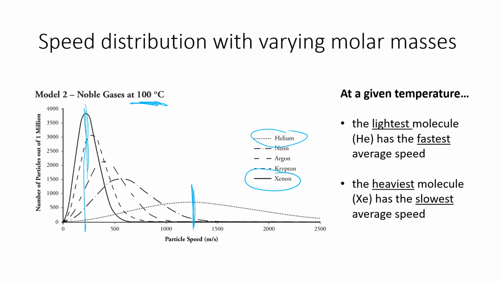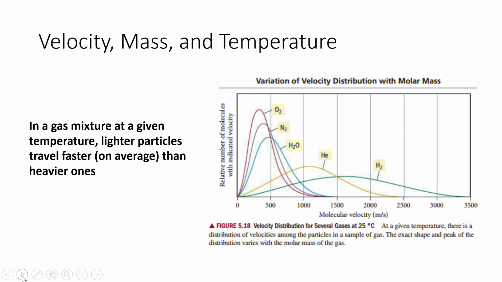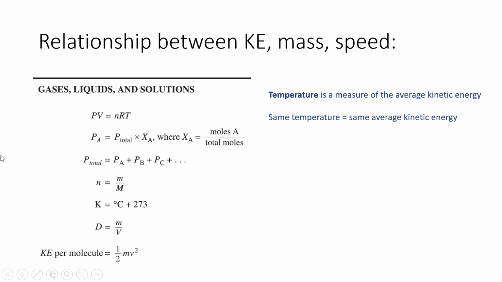So there's a relationship between the molar mass, like the particle mass, and the particle speed at a given temperature. And here's another graph showing the same thing. Here's a colored graph. In a gas mixture at a given temperature, so in this case, they're all at 25 degrees Celsius, room temperature, the lighter particles are going to travel faster on average than the heavier particles. So that's another observation that we make. And the reason why has to do with the relationship between kinetic energy, mass, and speed.